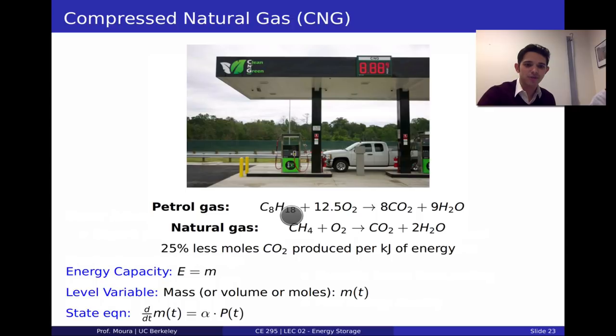So you can see here for petrol gas, we have this hydrocarbon where when we combine it with oxygen, the byproducts are going to be CO2 and water. And in addition to that, we're going to get a lot of heat, which comes from combustion, which we can use to create pressure and power pistons to create mechanical energy, and that's how engines work. Similarly, for natural gas here, we're going to produce CO2 and water.